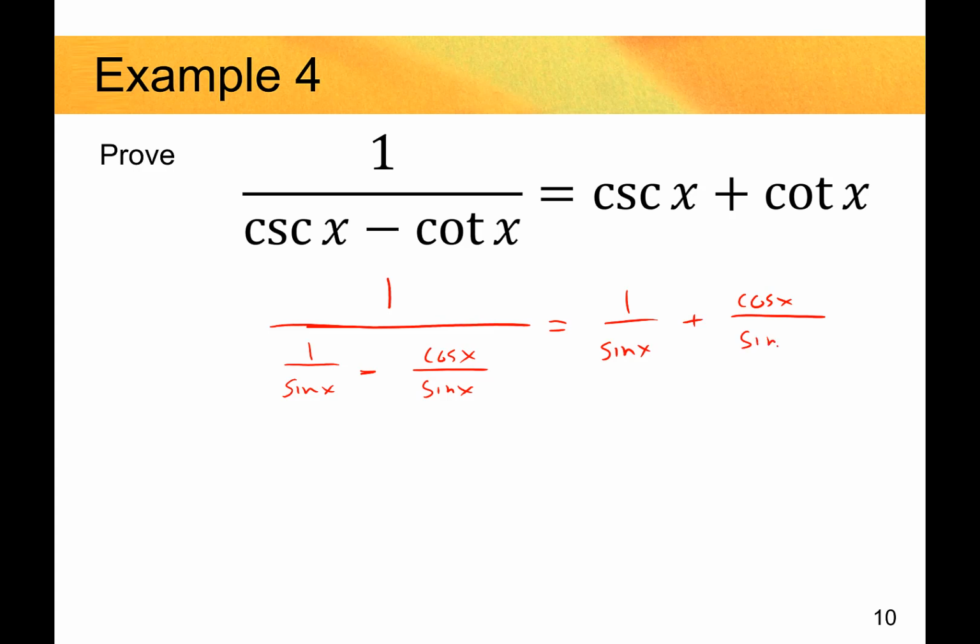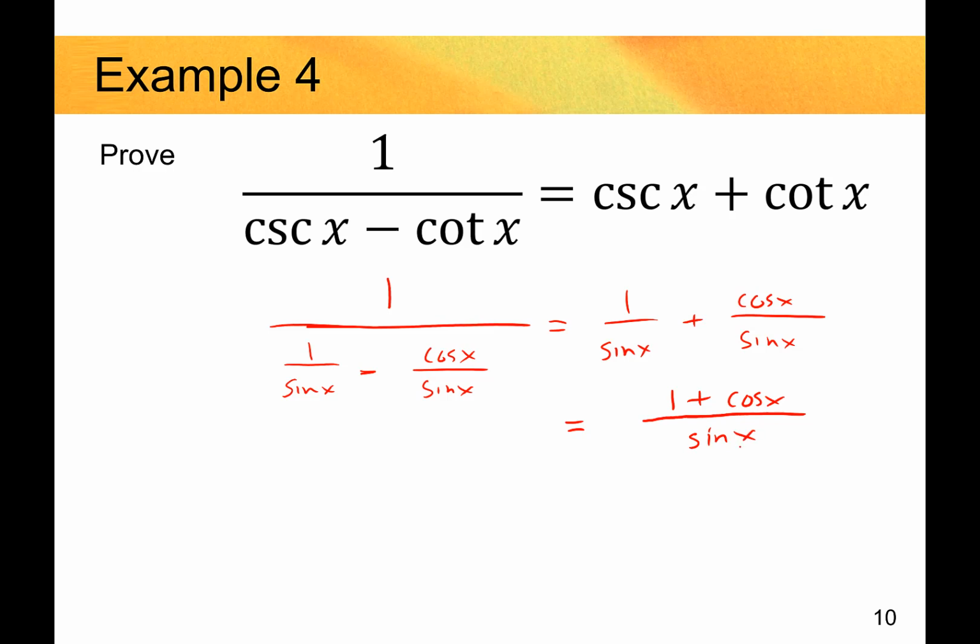So in this case, I think I'm going to simplify the right hand side first, and that seems to be easiest. They already have common denominators. So it's going to be 1 plus cosine of x over sine of x. And that is pretty simple. I think that's done right there.